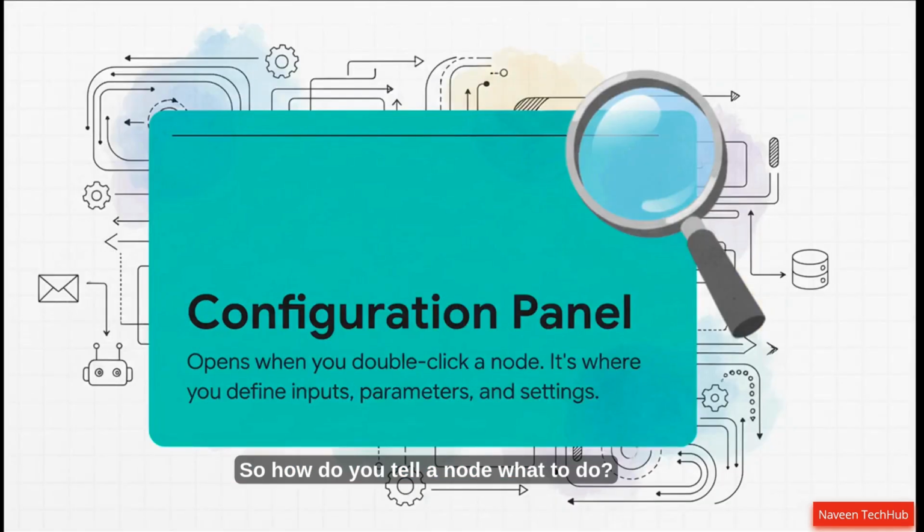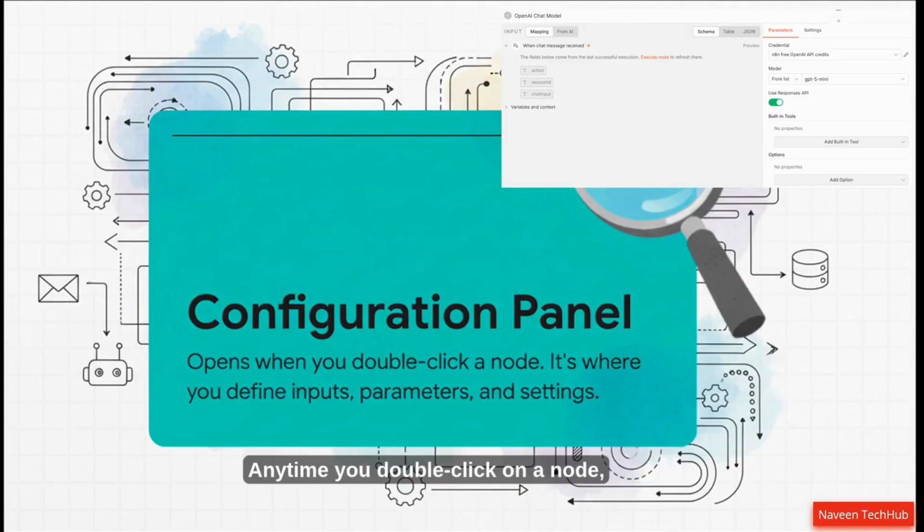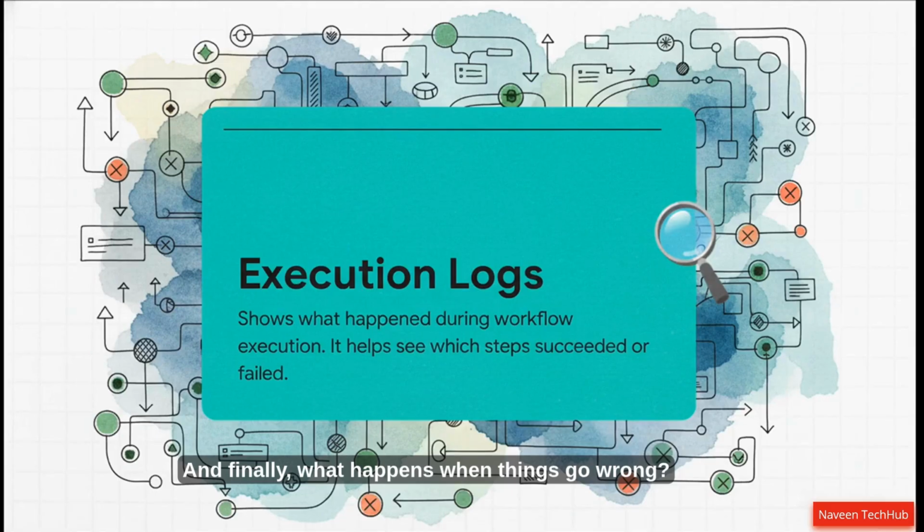So how do you tell a node what to do? Well, that's where the configuration panel comes in. Anytime you double-click on a node, this little panel will pop open, and this is where you give it its instructions. For an email node, you'd put the recipient's address in here. For an AI node, you'd paste in your API key. It's how you control what that node does. And finally, what happens when things go wrong? Because they will. That's when you turn to the execution logs. This is like your workflow's report card. It shows you step by step exactly what happened, which nodes worked, which ones failed, and what data was flowing through. It is absolutely critical for figuring out what went wrong.